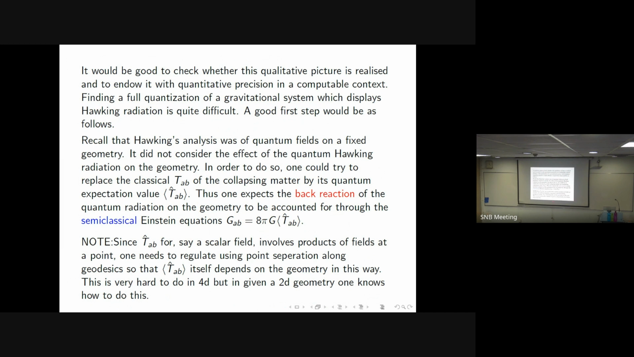Now this is extremely hard to do in 4 dimensions. We don't know how to do it. The infinities are too virulent, we don't know what to throw away, etc. But in 2 dimensions, one really knows how to do it. With 2-dimensional geometry, especially the conformal one, one knows a lot about how to do this.